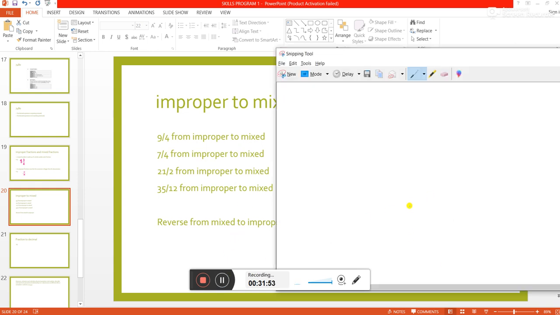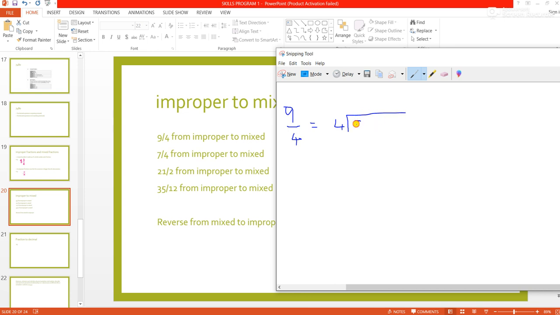Okay, so now let's get into our example. So we've got 9 over 4. This is an improper fraction because our numerator is bigger than the denominator. So we want to write it as a mixed fraction. So how do we do that? We need to use long division in order for us to represent that. So in this instance, we're going to use long division.